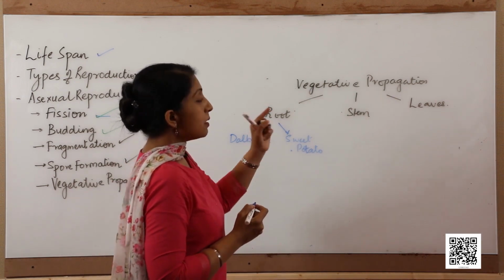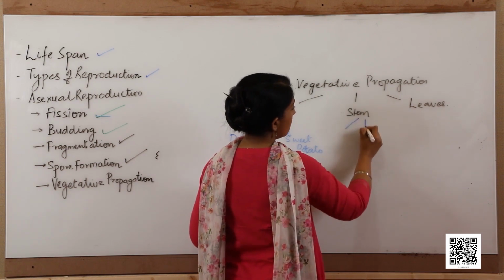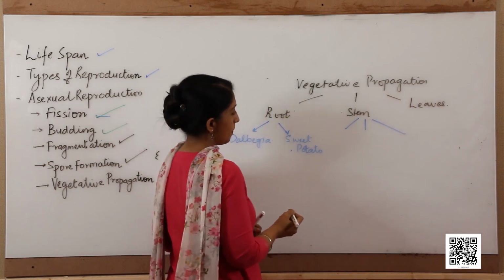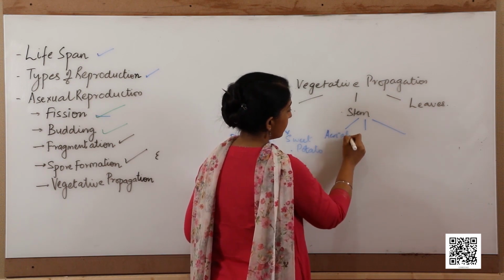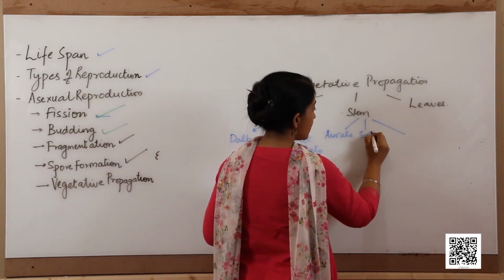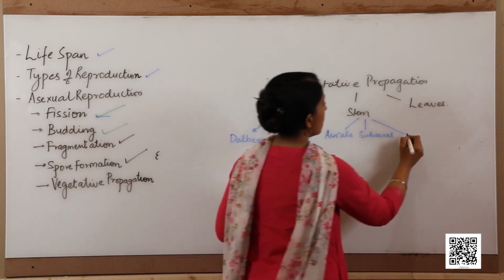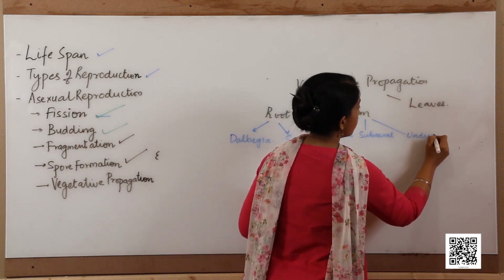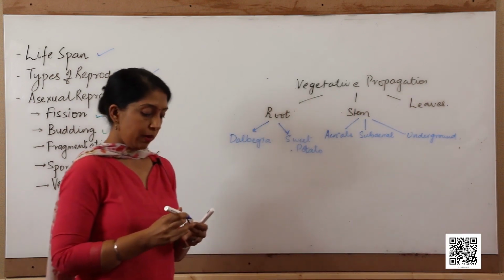Then certain stems also undergo vegetative propagation. These can be divided into three types. One are the aerial stems that undergo vegetative propagation, the subaerial stems, and the underground stems. Let us take these examples one by one.